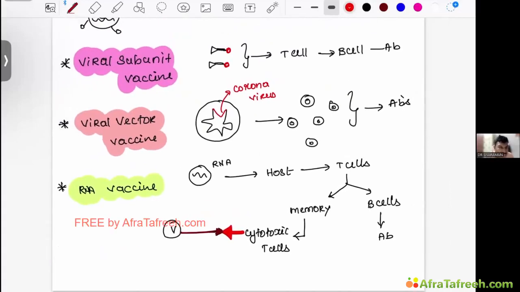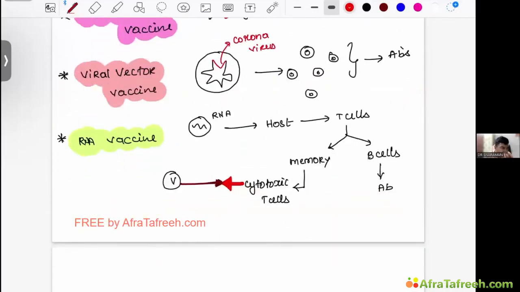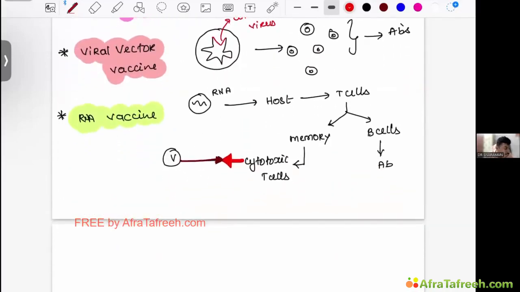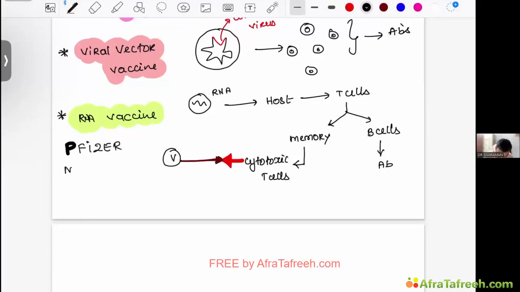Now, which vaccines come under these types? There are a lot of vaccines. We have the Pfizer vaccine, which is an RNA vaccine, and we have the Moderna vaccine, which is also an RNA vaccine.